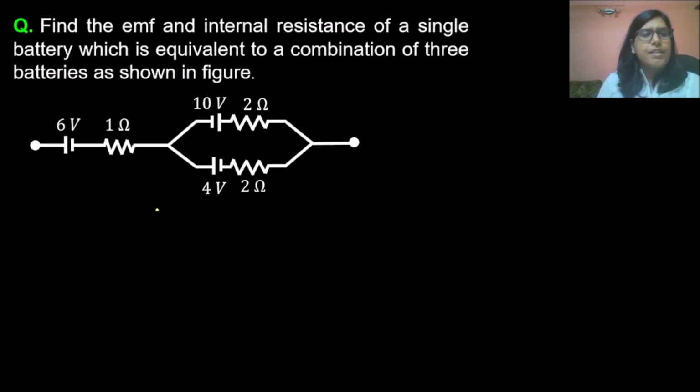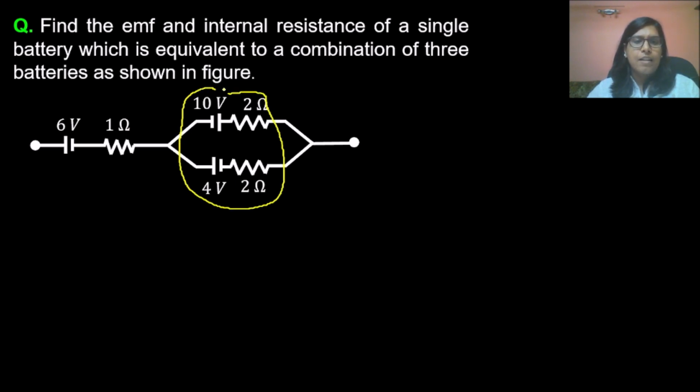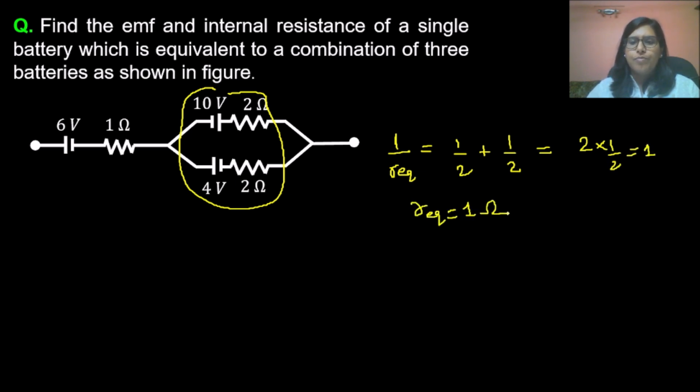Now in the next question we are given: find the EMF and internal resistance of a single battery which is equivalent to this combination of 3 batteries. First of all we will calculate this parallel combination, then we will calculate this series combination. For the parallel combination, 1 upon R equivalent will be 1 by 2 plus 1 by 2, that is 2 into 1 by 2, that means 1 ohm. So R equivalent will become 1 ohm.